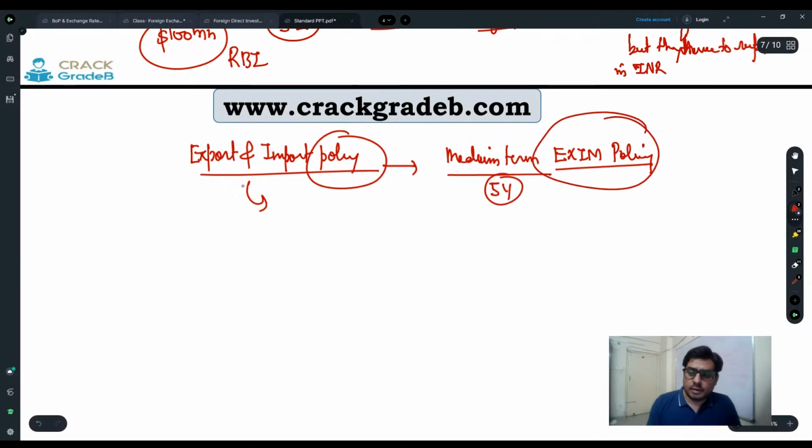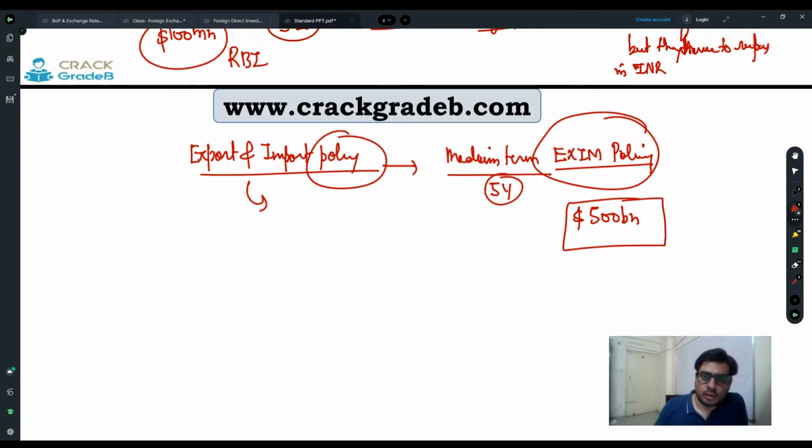And under this policy, we set certain priorities. These are the sectors to be more focused on, and here the government is going to announce a few things. So the policy is announced along with certain goals also. This is our goal to achieve this amount of export. For example, we want to achieve $500 billion export. So in that way we set our policy.